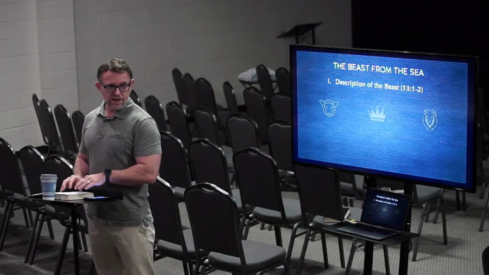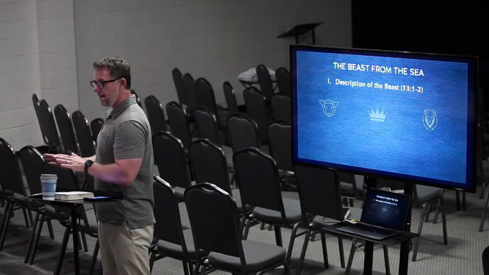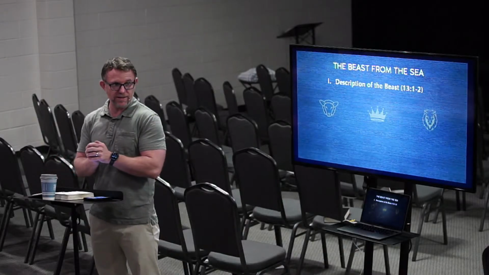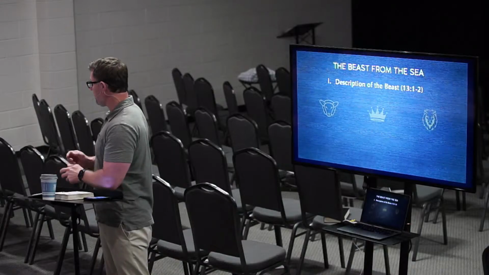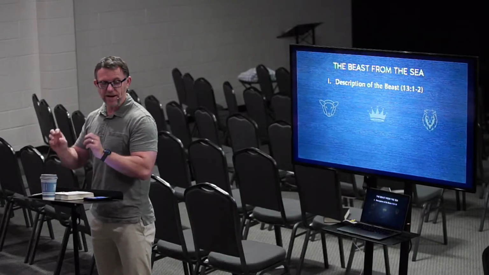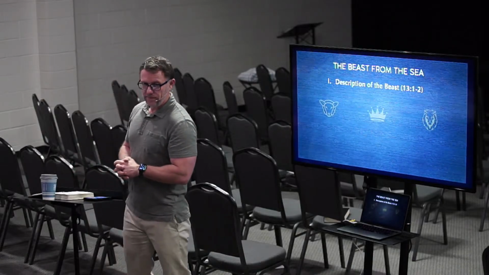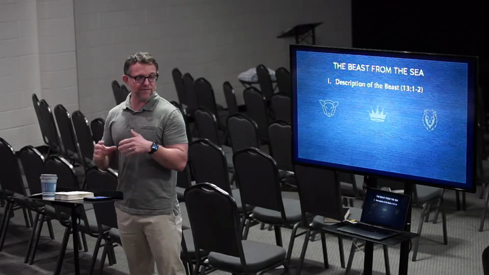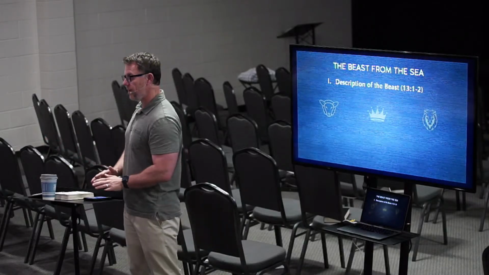And what John does is he takes different aspects of these four beasts. He doesn't pick one of those beasts and then describe this beast as being just like it. He doesn't do that. Instead, he takes different aspects of each of those beasts from Daniel chapter 7, and he uses those different animals that make up those other beasts.